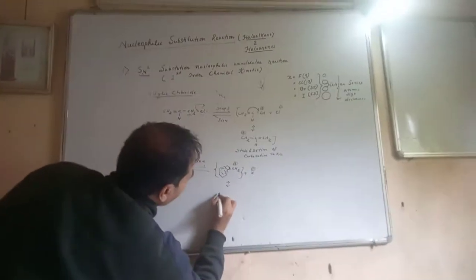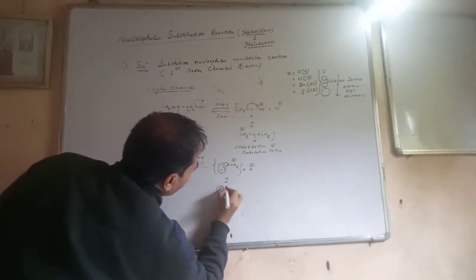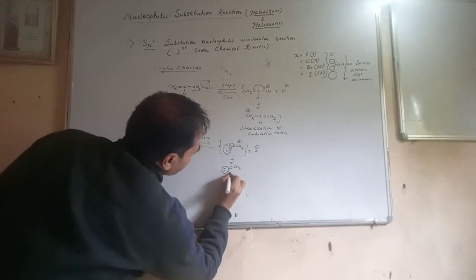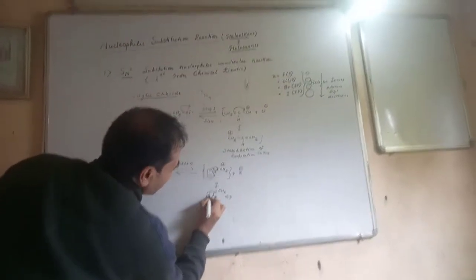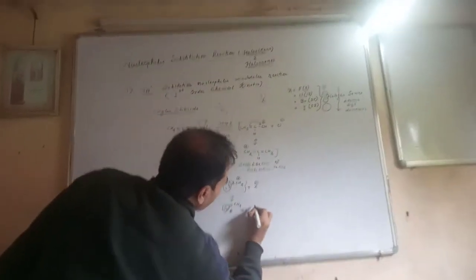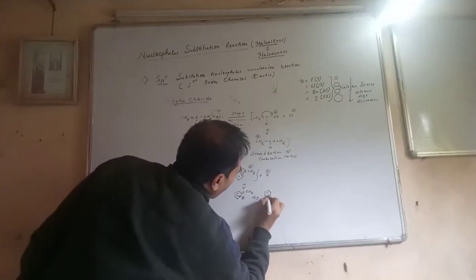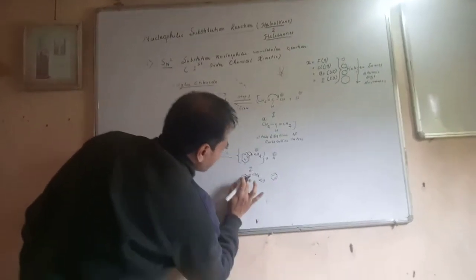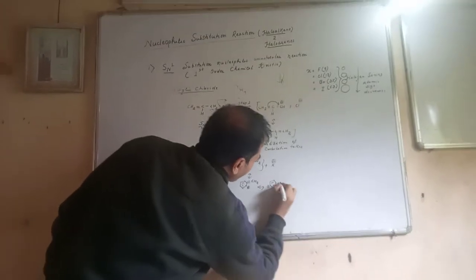This will pull. This will be here. This will be here. CH2, this center will be a carbon deficit center. Now again when you do, this will shift it. So what happened? Now this will be carbocation.